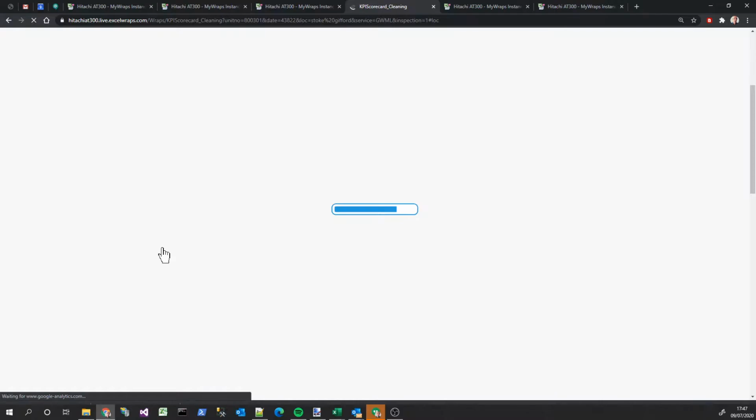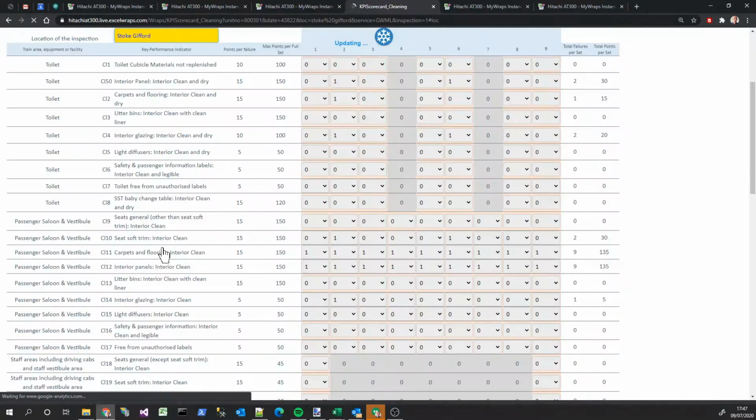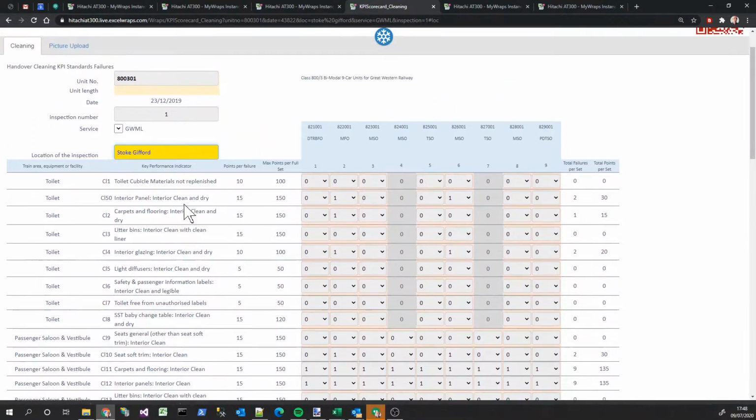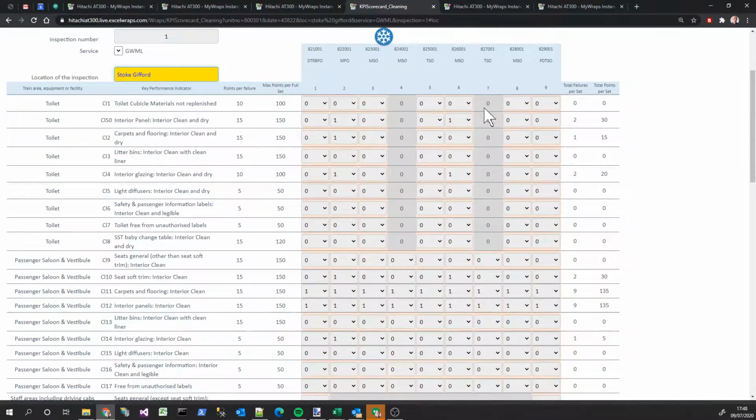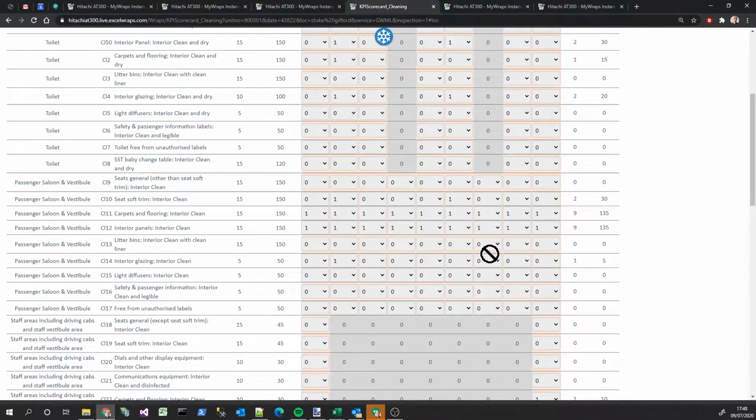If we just have a look at one of the reports now, we'll go into this particular one here. So this is data that people are used to seeing. These are the toilet checks that are done, and down here there's all the cars, and we note down where a fault occurs. So we've got a problem here on car number 6, and we've also got the same problem on car number 2. On car number 7 there's obviously no toilets, so there's no points picked up there.